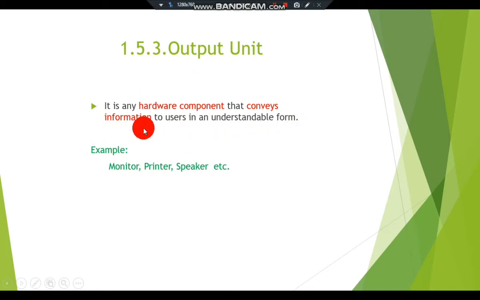Now you can see the examples of output units: monitor, printer, speaker. Through the speaker we can get the voice output. Through the monitor we can view the output on the screen. Through the printer we can take the hard copy, that is, the printout. So these are all known as output units.